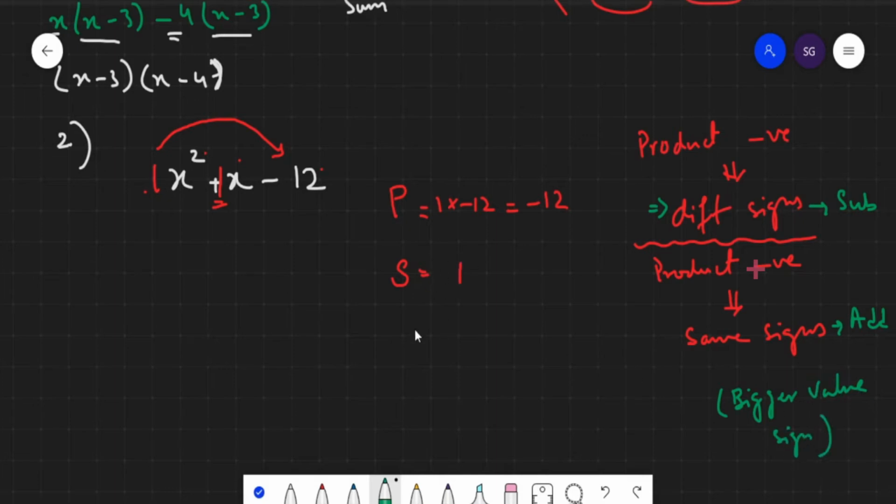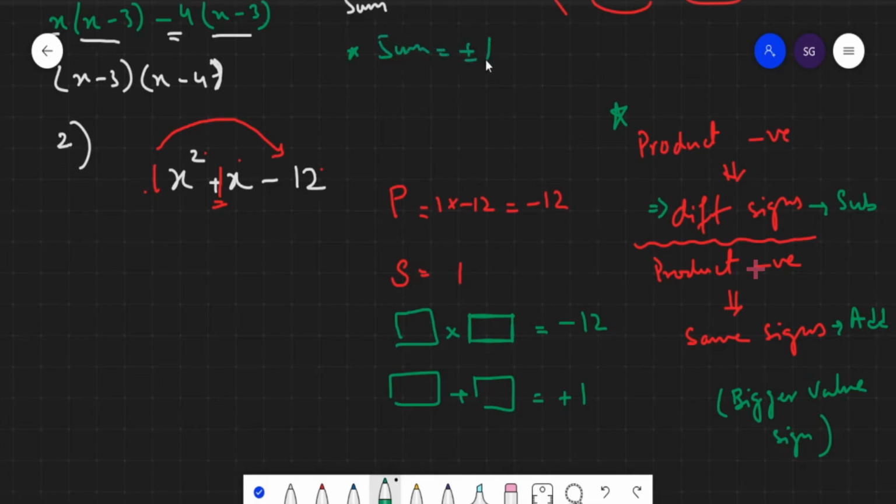So I'm sure that by now you might have guessed the two values here. The product of these two values is -12, and the sum is +1. Another hint, this is also part of the notes: whenever your sum is +1 or -1, you are looking for consecutive numbers, only their difference is positive or negative 1.